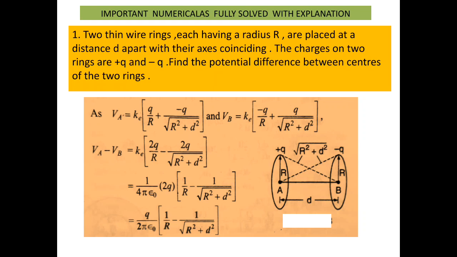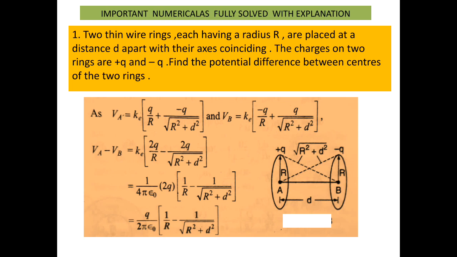So here we have the centers of the two rings, center A and center B. We have to find the potential difference VA minus VB. So first of all, we will find the potential at A. Potential at A can be calculated by taking the algebraic sum of potentials due to plus Q charge and minus Q charge, which is given by VA equal to K into Q by R plus minus Q by root under R square plus D square, and the same concept will be utilized to find the potential at B.